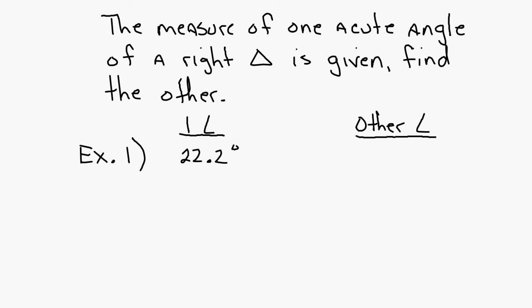And how did you find that? Did you do 90 minus 22.2 equals? Since they're complementary, you're going to take 90 and subtract the given angle, and that's 67.8. If you know two angles are complementary and you're given one of them, you subtract it from 90 to find the other one, agreed? So if this is 18 degrees, what's the other one? 90 minus 18, which is 72 degrees.